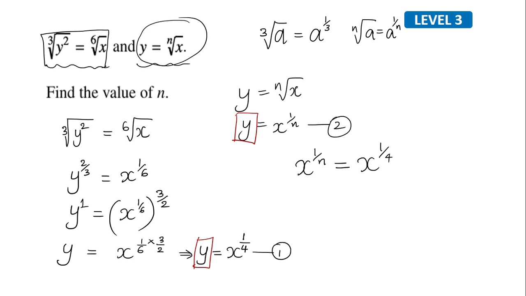Now you have used this method in questions where you were dealing with linear and non-linear equations. So x here. So now you can compare. You have the same base, and 1 by n equals 1 by 4, which means n equals 4.